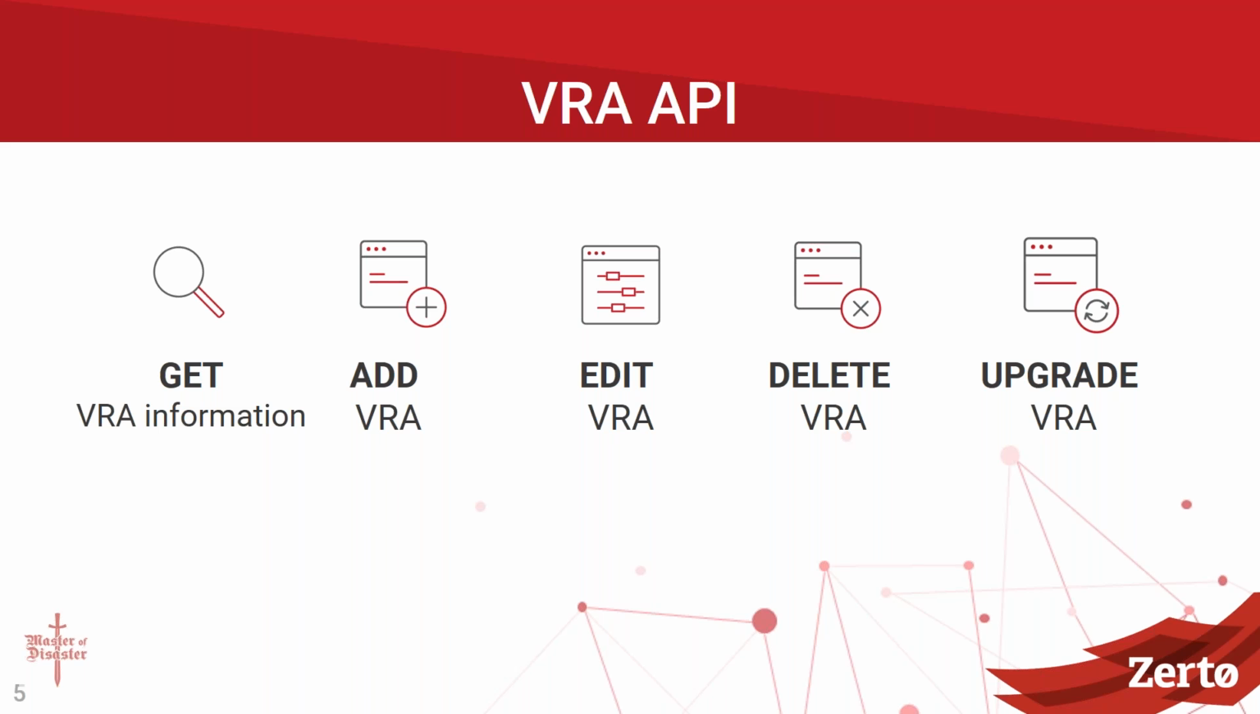This has been in the product since version 4.0, update 4, if I'm not mistaken, and this allows you to get information about VRAs, list all the VRAs you have in your environment with their IP addresses and settings. It allows you to add a VRA to your environment, edit the VRA. Of course, if you want to change the IP address, it's definitely possible. Delete the VRA if you're in some kind of maintenance window, you need to remove a host, decommission a host, and also upgrade a VRA.